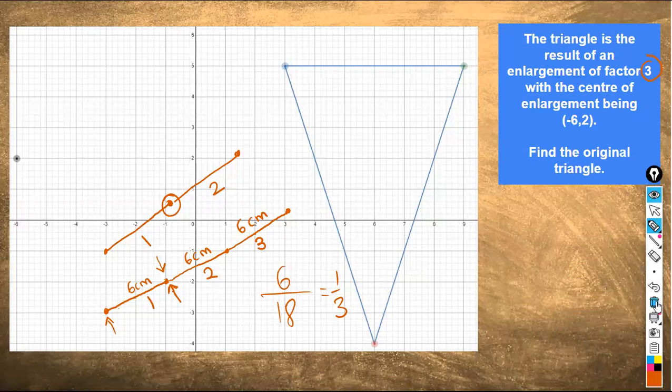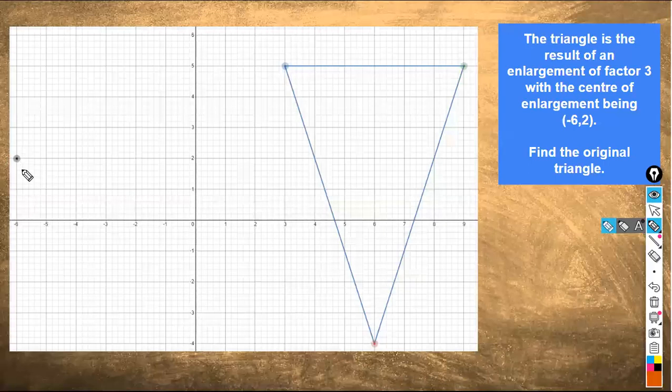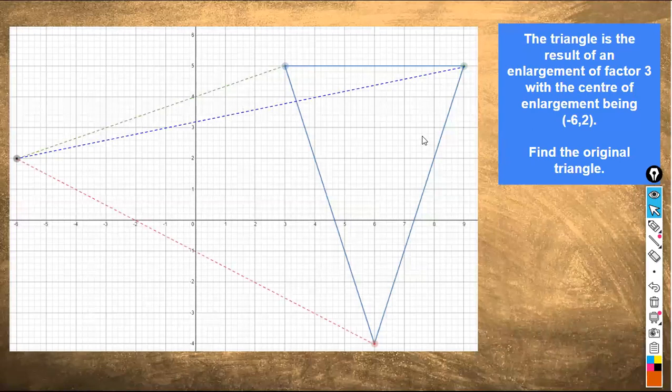So let me show you that by animating it. So over here is the center of enlargement. This was given to you by the examiner. It's written on the exam paper, -6,2. So from that point, we are going to draw lines from there to the enlarged triangle. The green line, the blue line, and the red line.